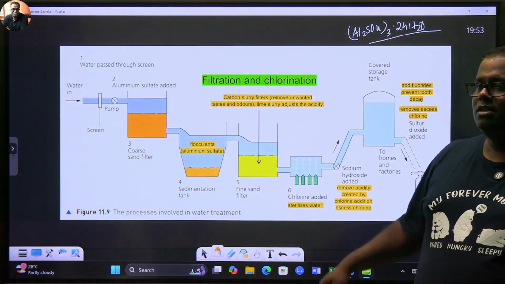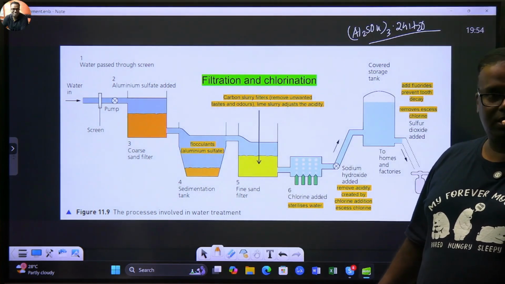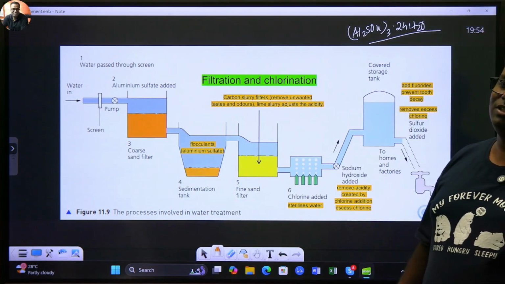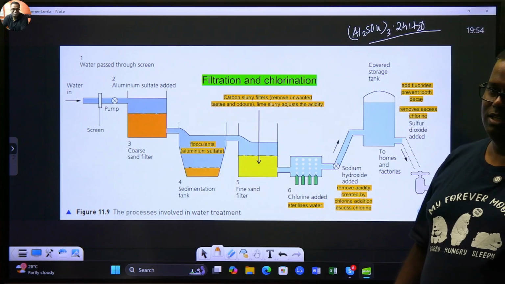And then for even better quality, does your toothpaste have salt? Fluorides. So fluorides are also added to prevent tooth decay.